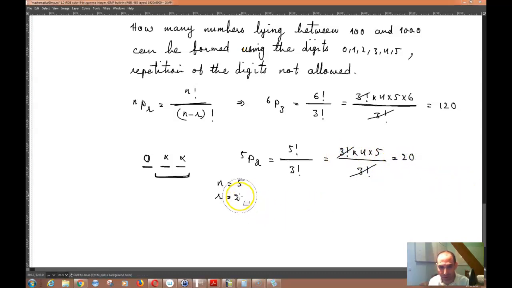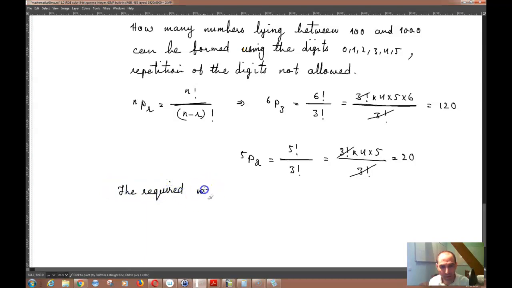So then you need to subtract this from this, meaning that you could say that the required number is 120 minus 20, which is equal to 100.